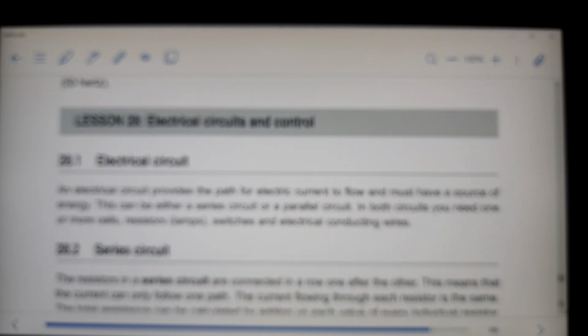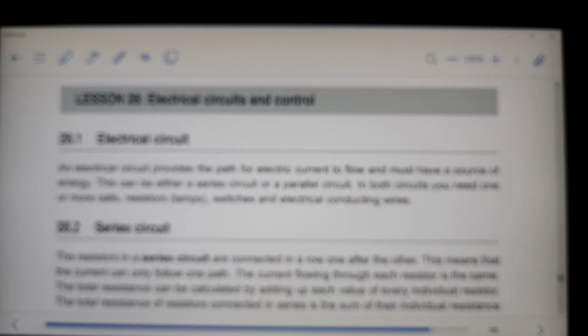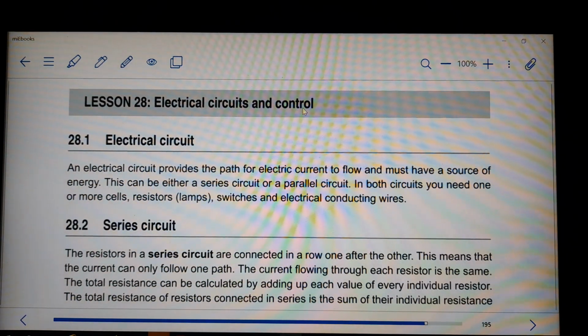So now let's look at lesson number 28 that covers electrical circuits and control. It will be a little bit of a revision. I'm sorry about the lighting there.